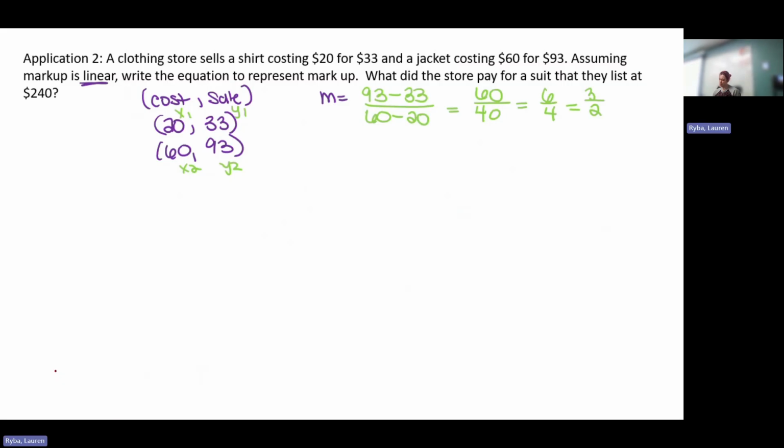Okay, then I can write my equation, right? I have my point here, x1, y1, and my slope. So y minus 33 equals 3/2 times x minus 20.